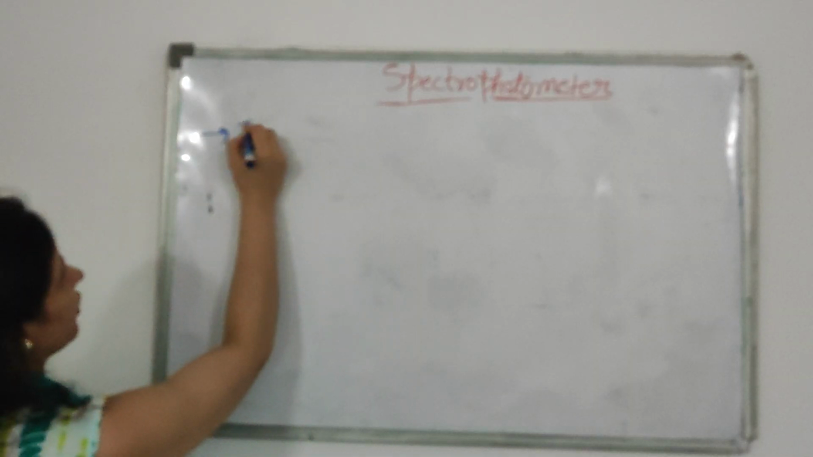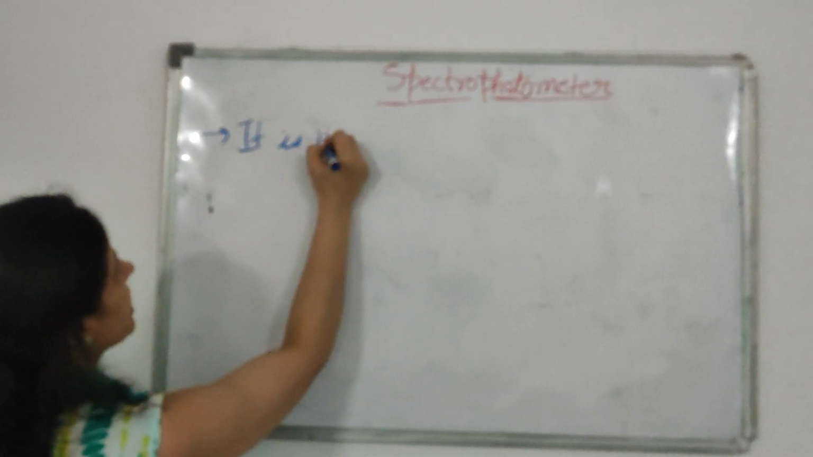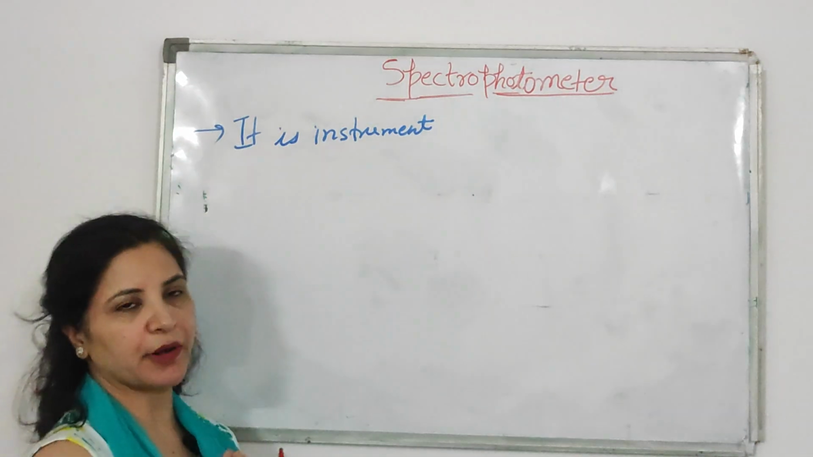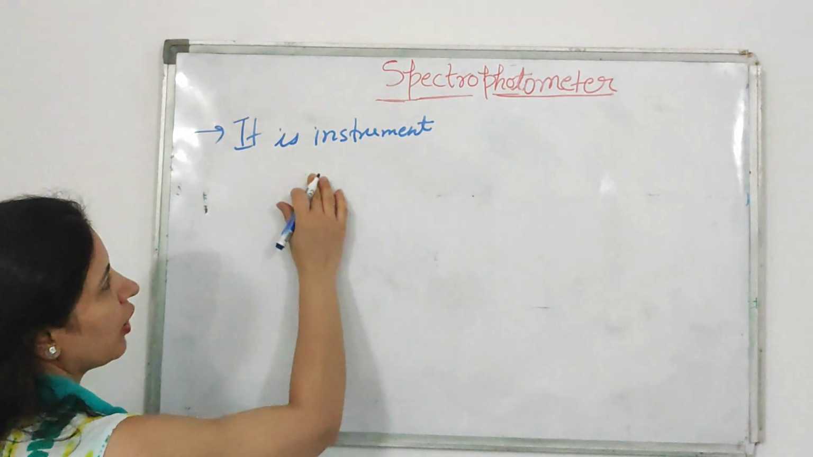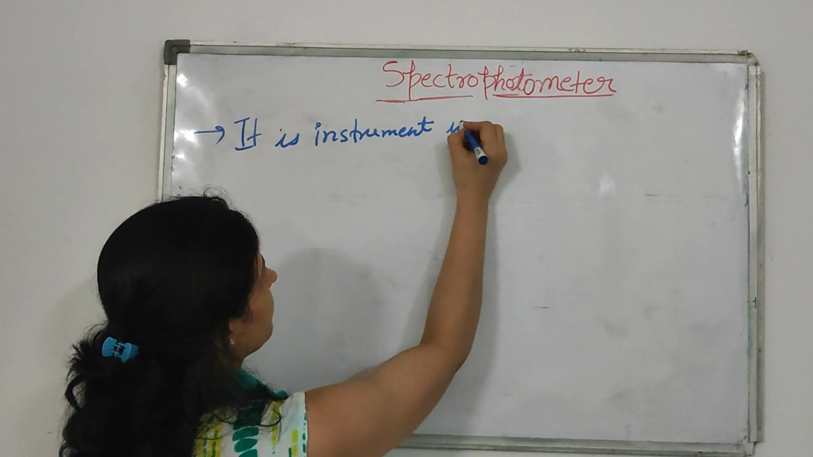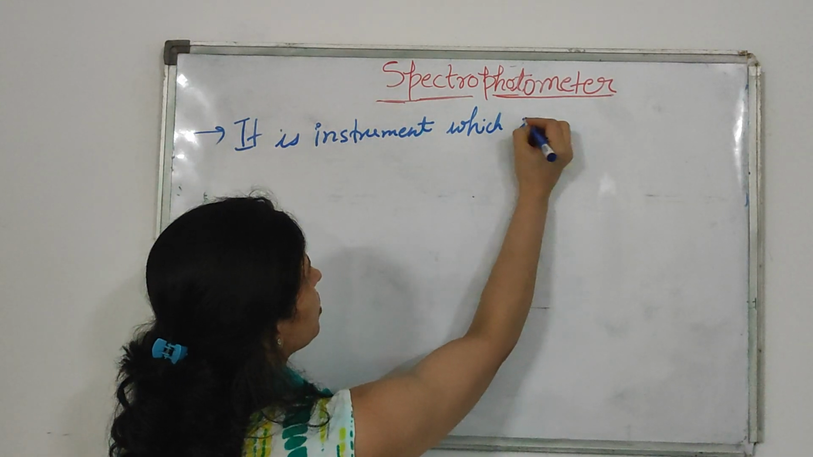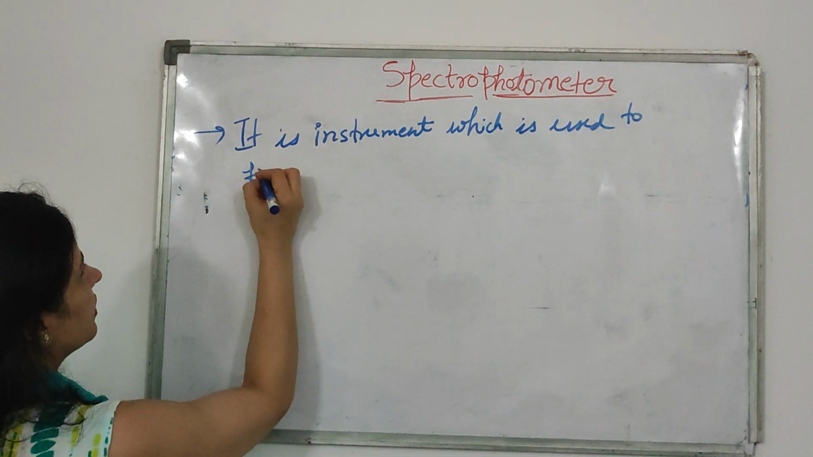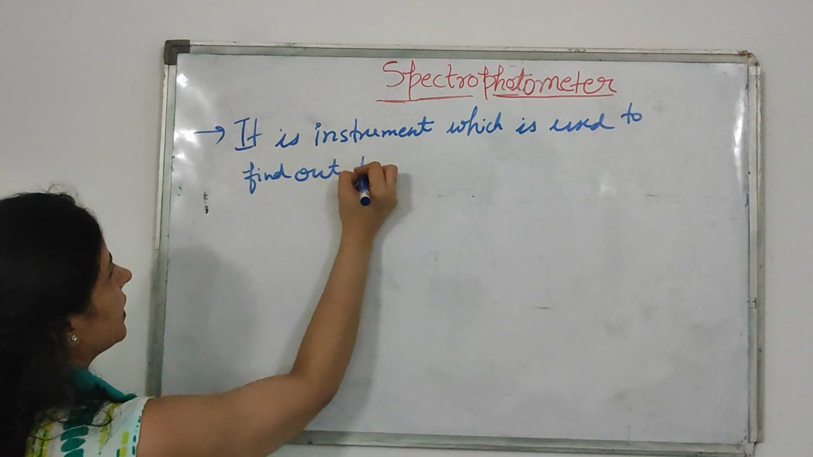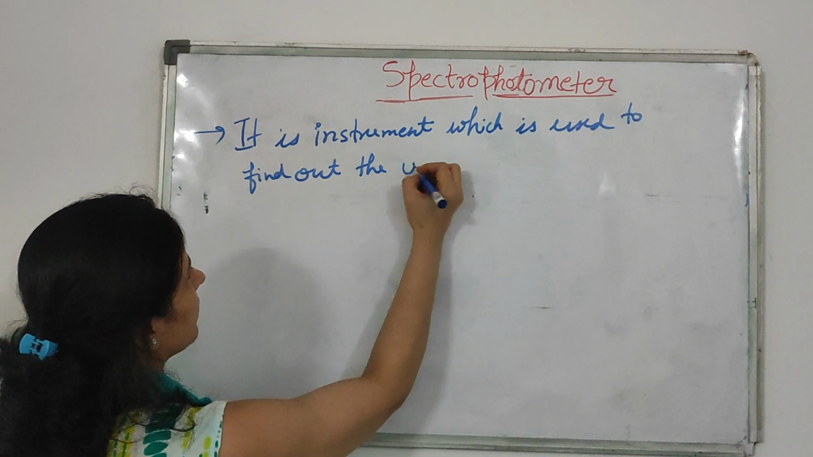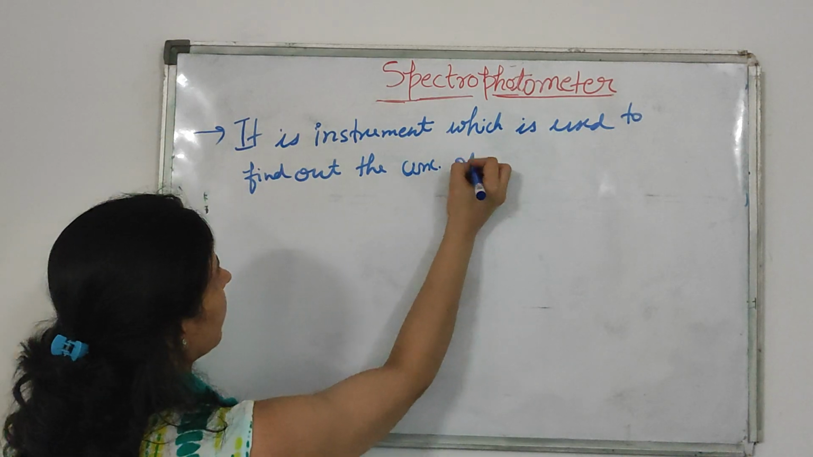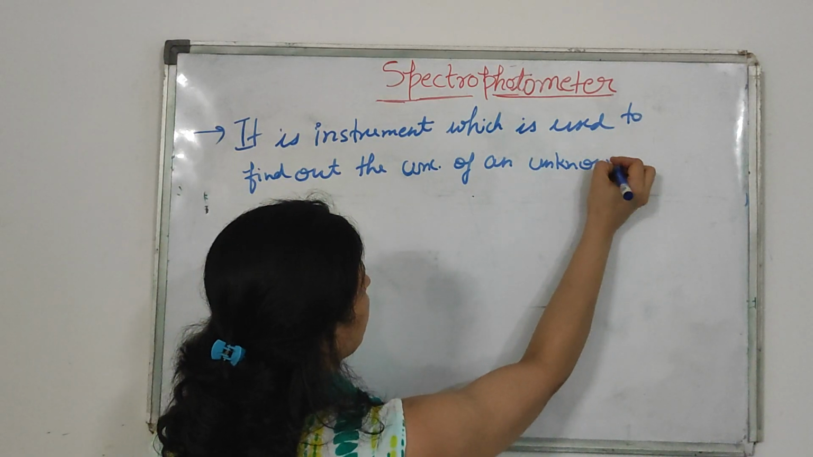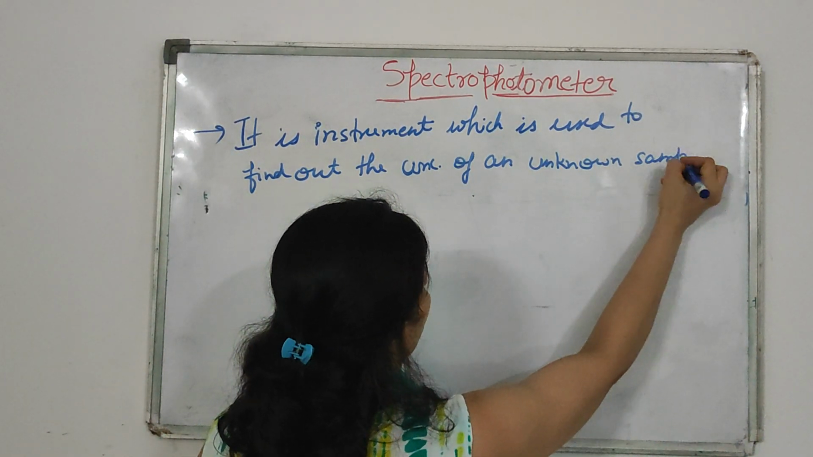So what is a spectrophotometer? It is an instrument. Spectrophotometer is a kind of instrument. And for what purpose is it used? It is an instrument which is used to find out the concentration of an unknown sample.